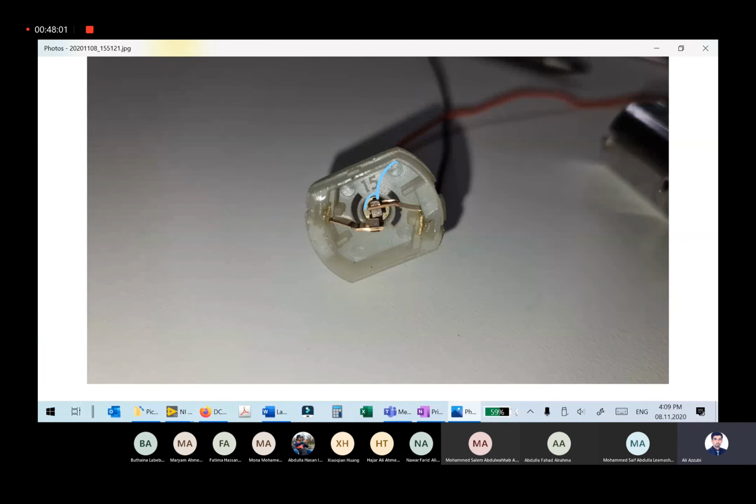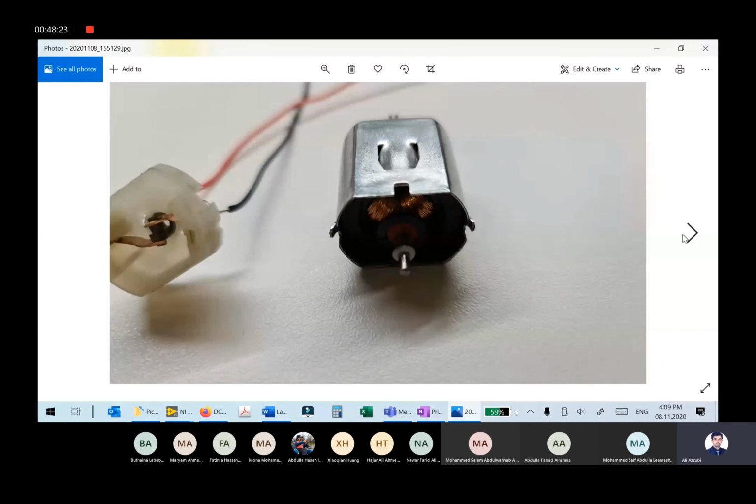Okay, you have a brush like this, and you have another brush like this connected here. Basically this is a conductor going to this wire here, and this is going to the red wire like this. So this is an image showing the brushes inside. Now where is my rotor? Let's see the next image.